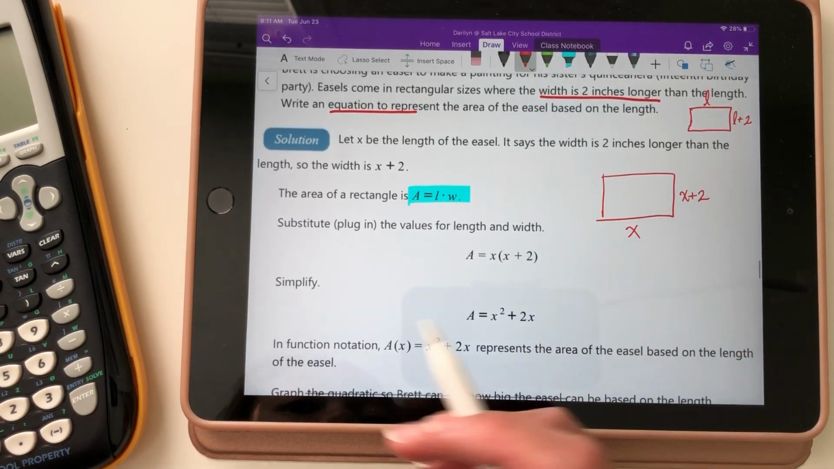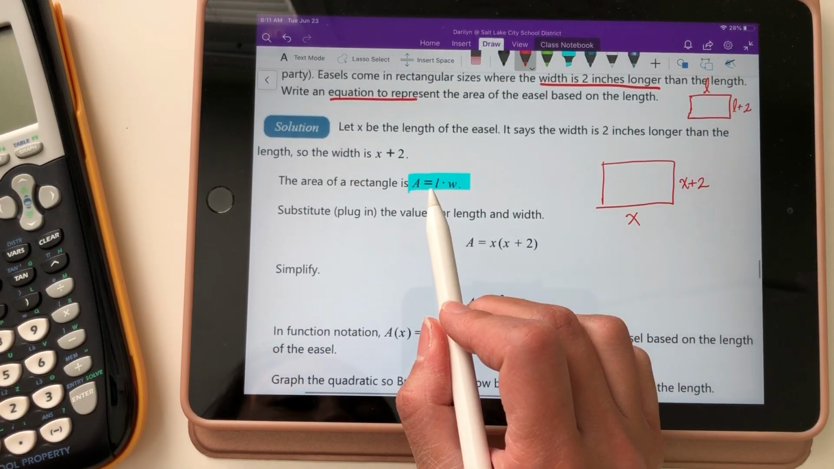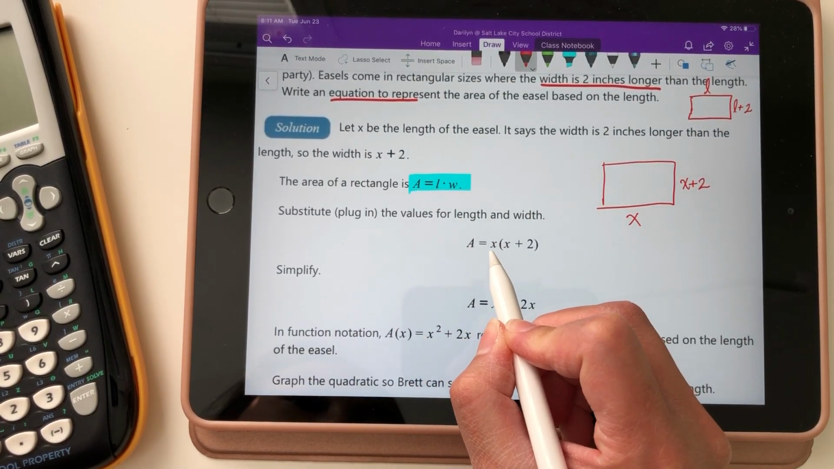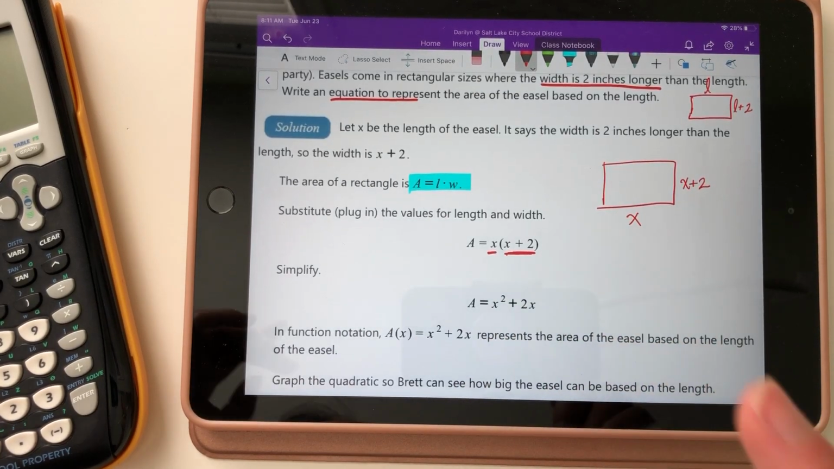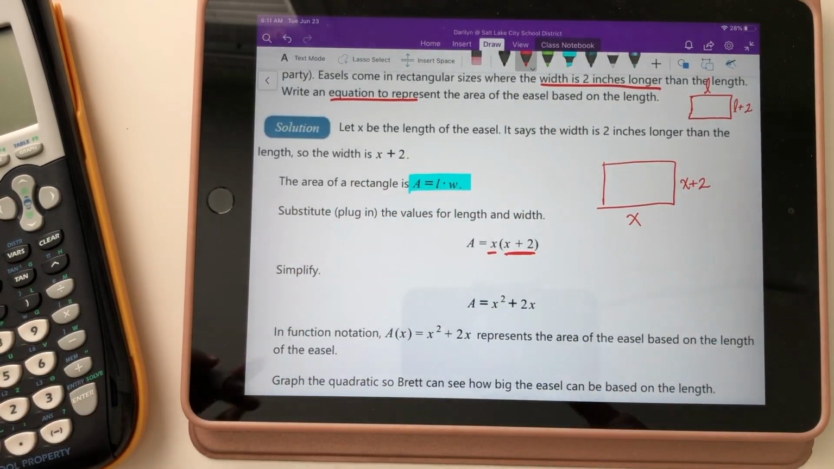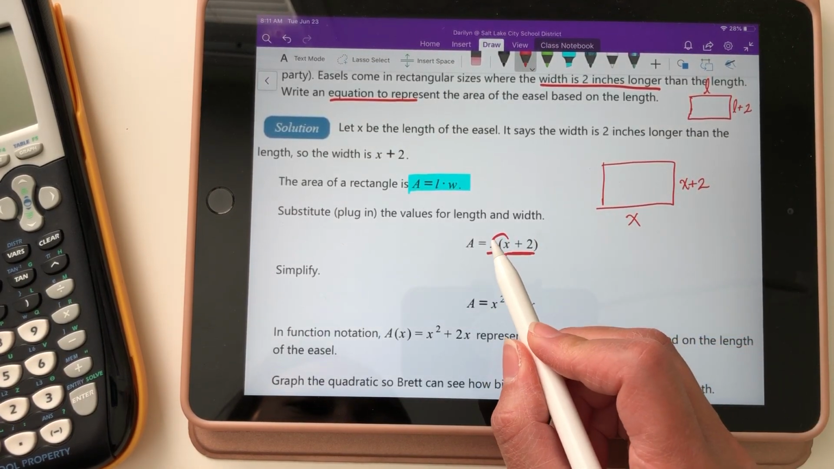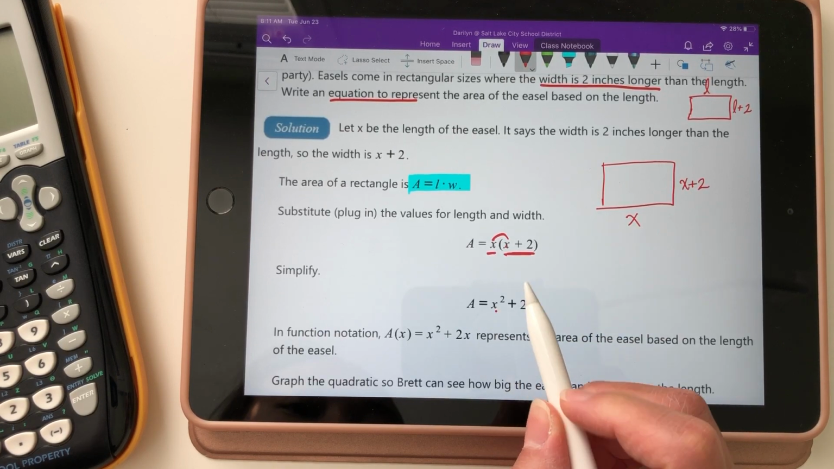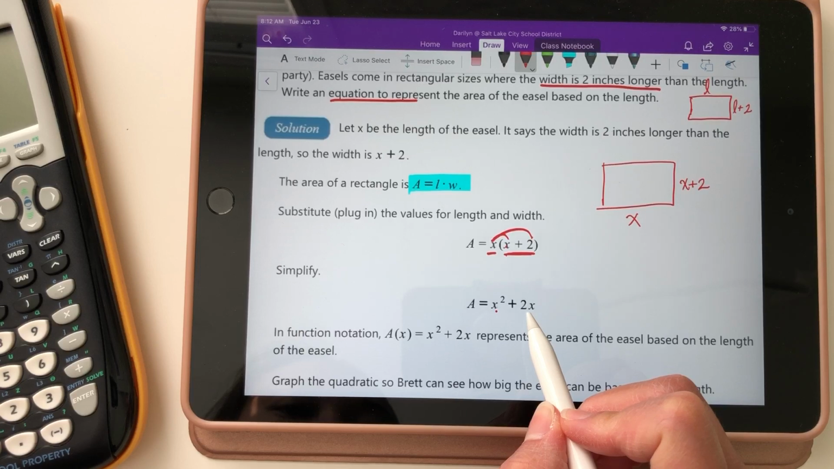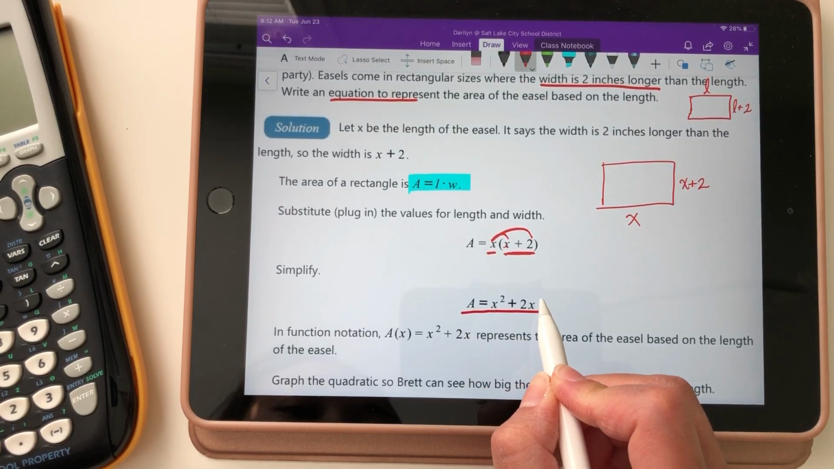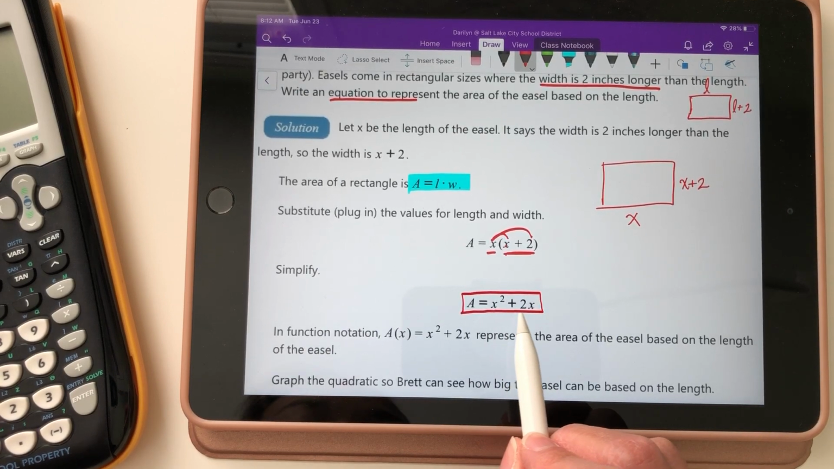And then I'm going to write the equation because the task is to write an equation. So I know my area is length times width. So I take my length and then I times it by my width. And what's that little thing that we can do? Distribution. So I'm going to distribute this in. X times X is X squared. And then I get X times 2 is 2X. So if the task was just asking me to write an equation, that would be the equation for the area.